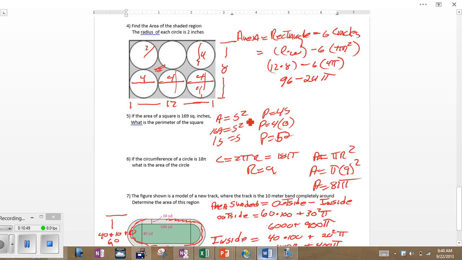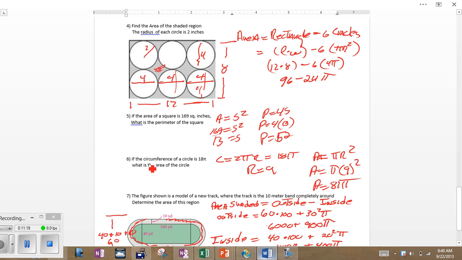This is a problem we had on the front page. The area of the square is given, the perimeter can be found. Just use the formulas. Area is equal to side squared. It's known as 169 side squared. Remembering your perfect squares, the square root of 169 is 13. The perimeter is 4 times the length of one side, which is 4 times 13, which is 52.